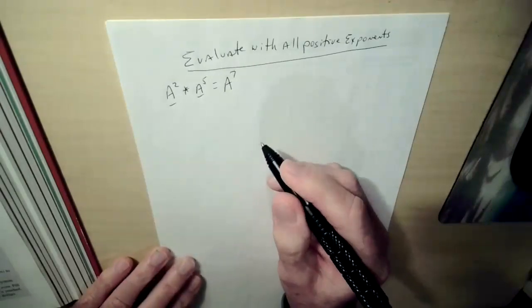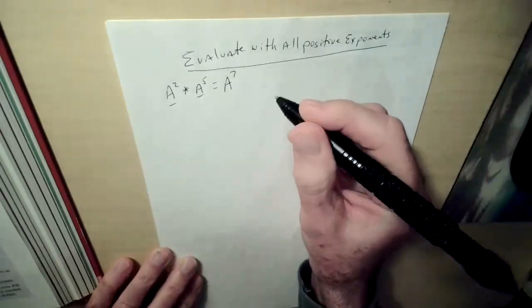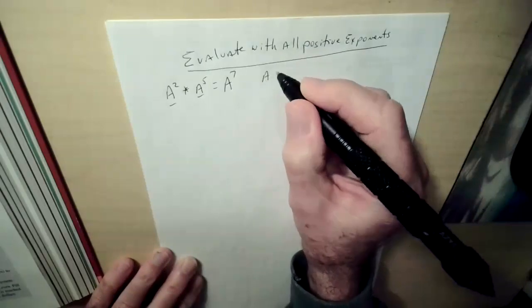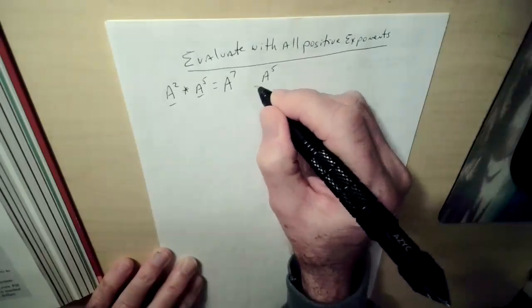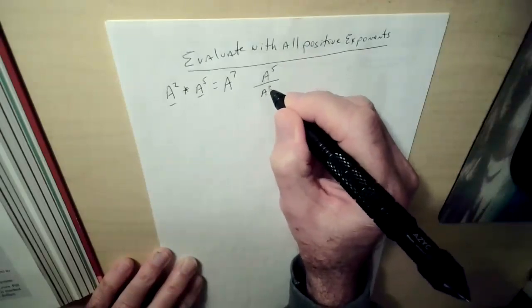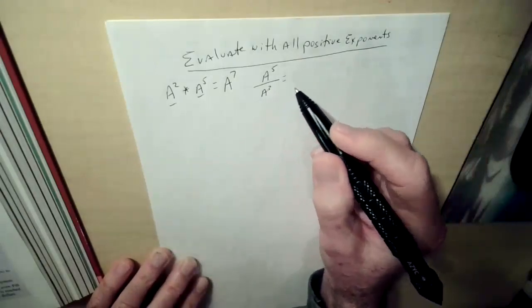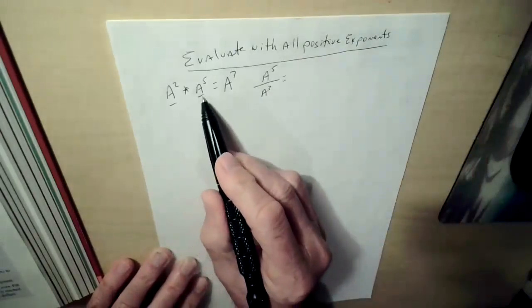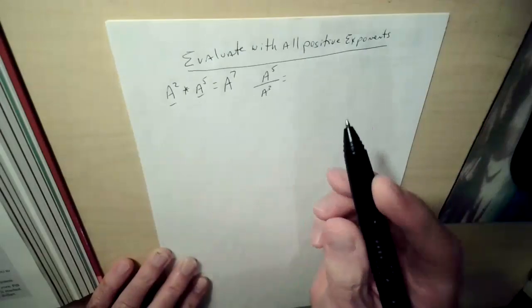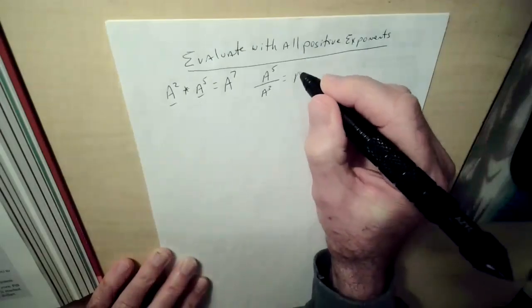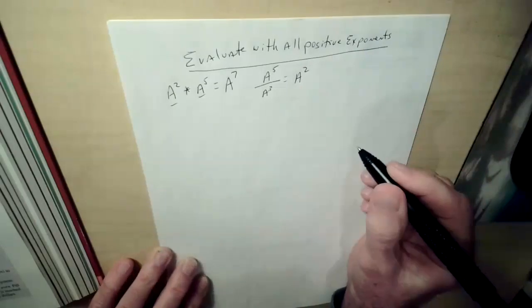Now, if we're dividing, if we have a to the 5th divided by a cubed, what we do here is we subtract the exponents. Here, if we're multiplying, we add them. If we're dividing, we subtract. So that would be a squared.